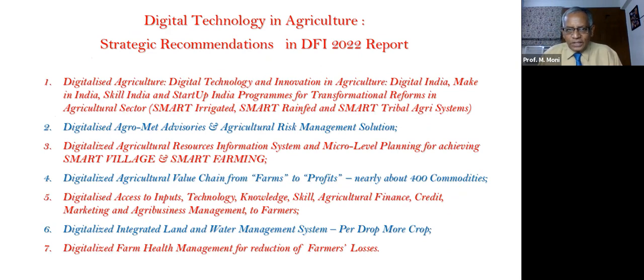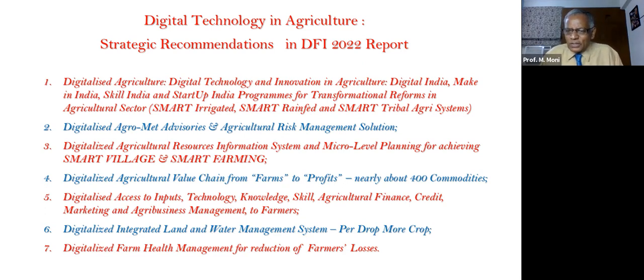Digitalized agriculture, digital technology and innovation in agriculture, Digital India, Skill India, Startup India programs for transformational reforms in the agriculture sector to work in 3 verticals, like emerging technology innovations, which that forum is talking about, transformation through technology, T3. And here we are also putting transformation to 3 different sectors under agriculture: irrigated agriculture, rainfed agriculture, tribal agriculture. Digitalized agromet advisories and agricultural risk management solutions in every village at farm level, farmer level. Digitalized agricultural resources information system, micro level planning for achieving smart villages and smart farming.